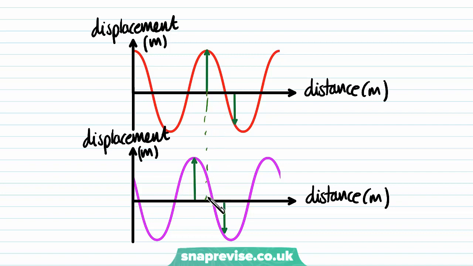This peak here is not aligned with this peak. We can see that there's a phase difference. So we've got this phase difference here between them. And that's the same case with these 2 points. We've got this point here and this point here. And again, they're not aligned. We've got this difference between them. So because these waves aren't aligning, we say that they're out of phase.